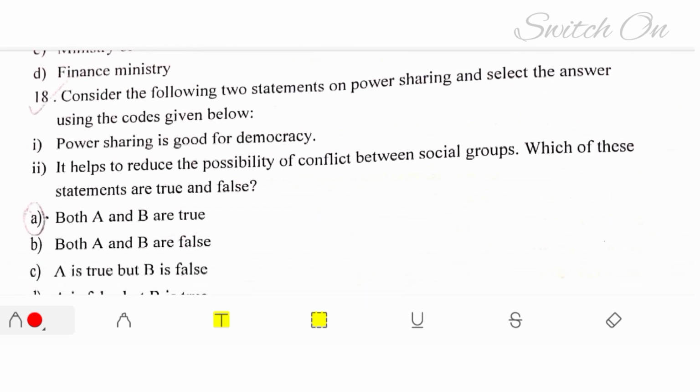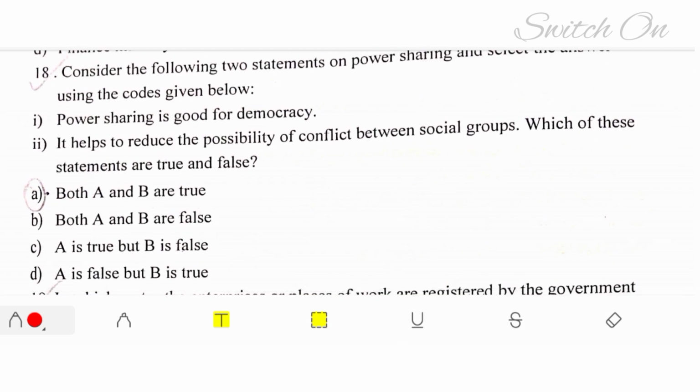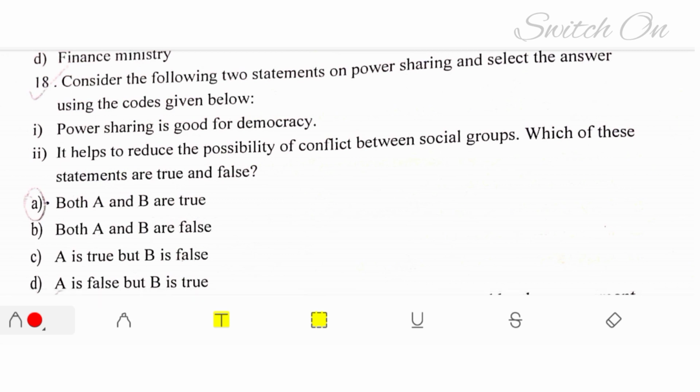Question number 18. These are statement based questions. Power sharing is good for democracy. It helps to reduce the possibility of conflict between social groups. So both the statement A as well as statement B are true.